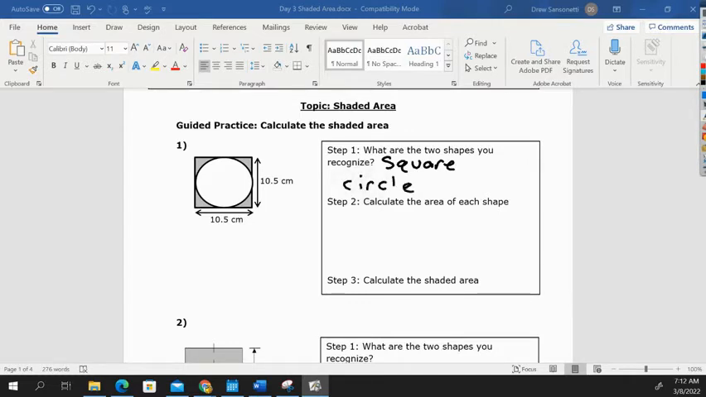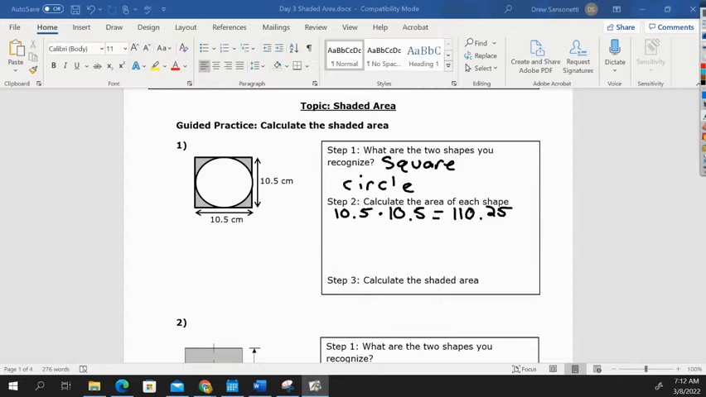So step two, let's find the area of each shape. So first, if I want to find the area of the square or the rectangle, I need to do length times width. I need to do 10.5 times 10.5. So let's first go ahead and we'll calculate that. If we did 10.5 times 10.5, we end up with 110.25. Next, let's find the area of the circle.